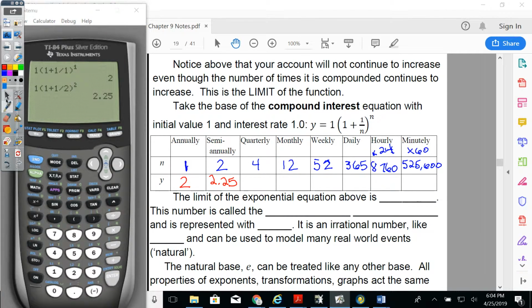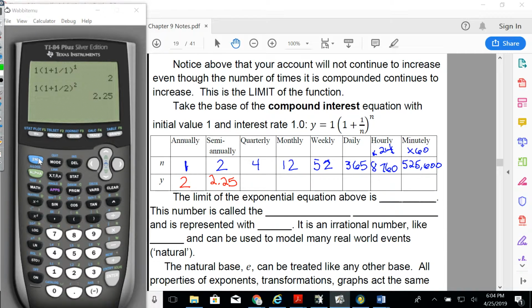Oops, 2. And here we get 2.25. And continuing, I'm not going to write them all, but I'll get them on here and you can just copy them. Changing this one to a 4 and this one to a 4. 2.44. Changing it to a 12, and this one to a 12. 2.61. I mean, more decimals, but that's enough. Now 52 for the weekly, and then change the denominator to a 52. 2.693 if we go all the way to 3 decimals.